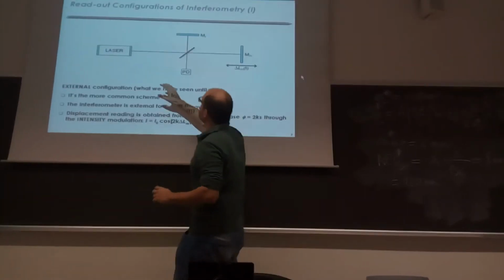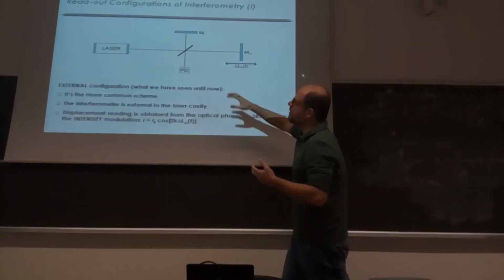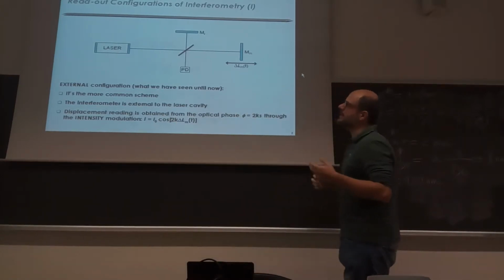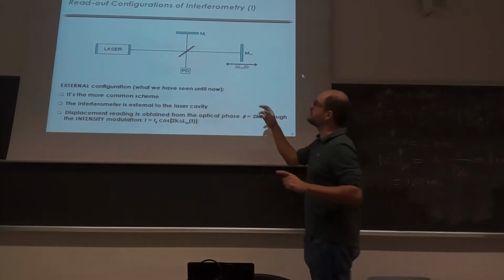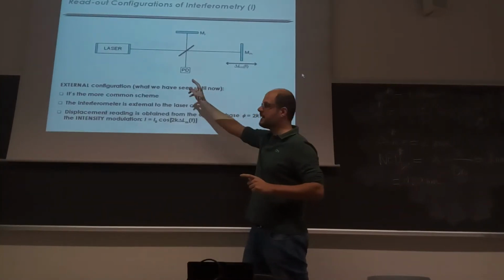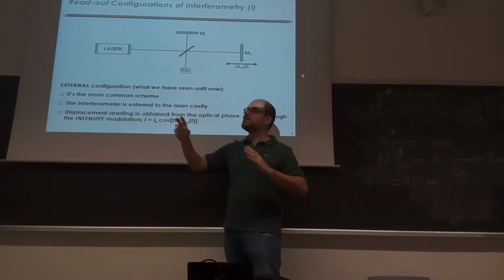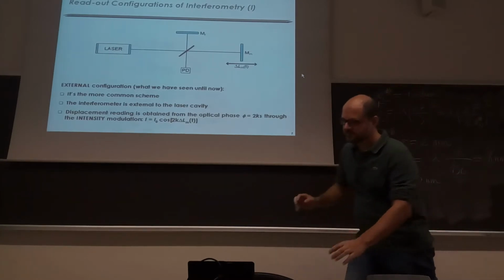Okay, so for this reason, this is called an external configuration. We read the optical phase differences between the reference beam and the measuring one, looking at the intensity, or at the modulation of the intensity, of light. This is what we have seen until now.